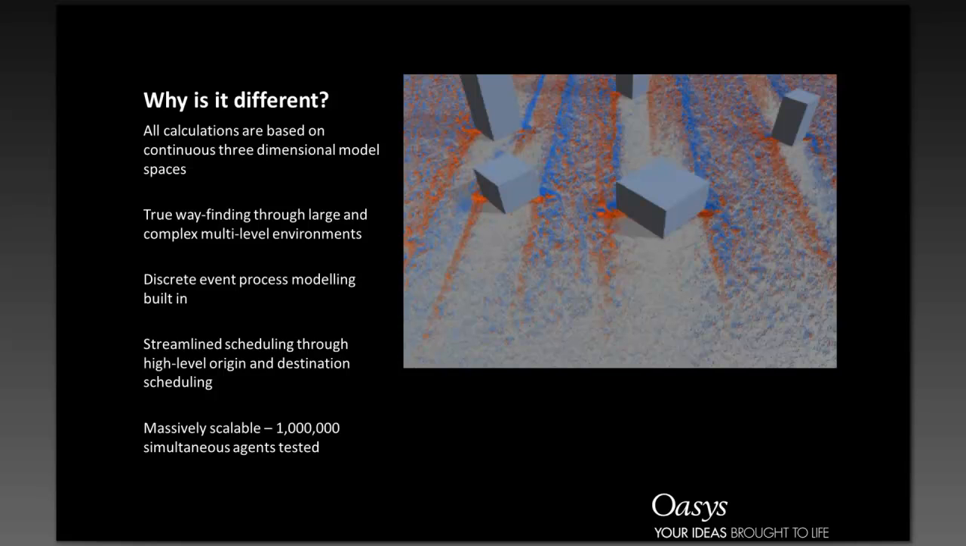And MassMotion is a highly scalable system. It takes advantage of multi-core processing. And we have tested simulations that have over 1 million people in them.